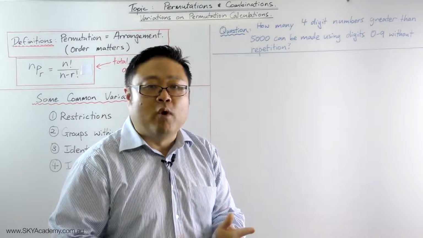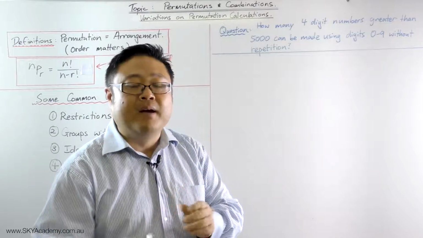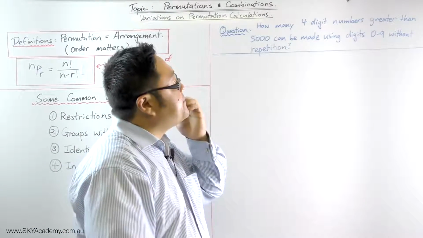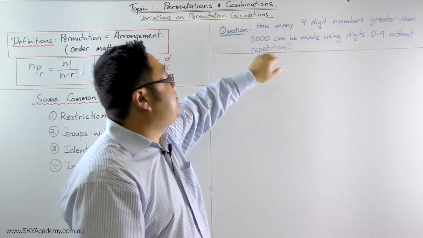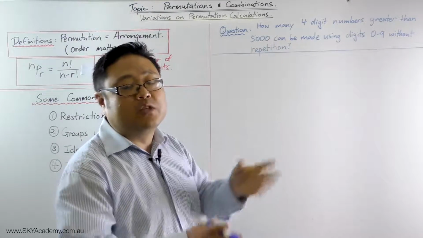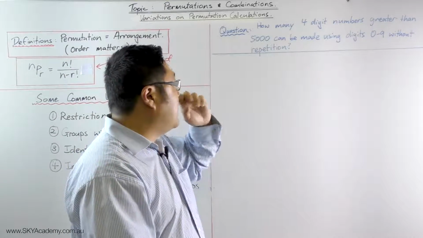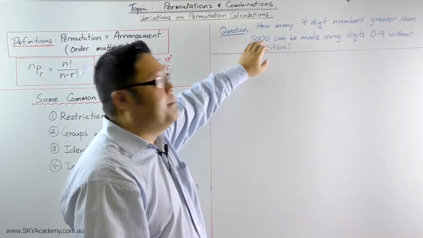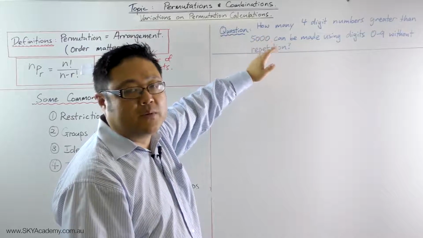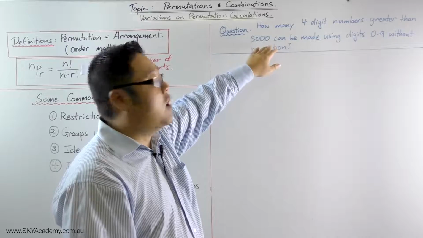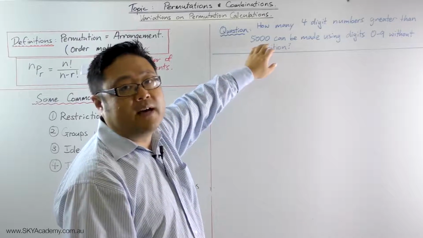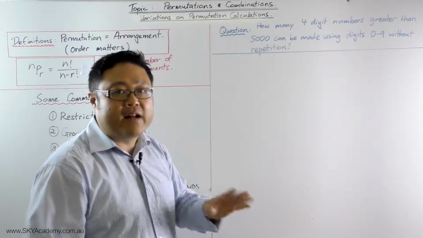At most, you're using them once, right? So you can't use the same digit twice, but we want the 4-digit number to be greater than 5,000. In other words, we don't want to use the numbers that are less than 5,000. So we've got to restrict the number of arrangements to the ones that are above 5,000. Okay, so let's work out how to do it.